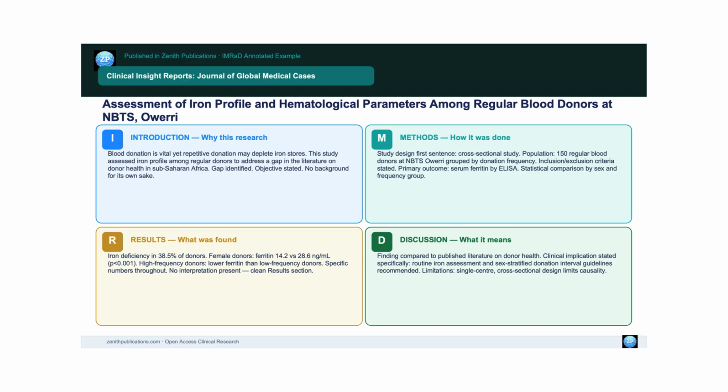The results report specific numbers throughout: iron deficiency in 38.5% of donors, ferritin levels by sex and by donation frequency, with zero interpretation. And the discussion does all 4 jobs. It compares the finding to published donor health literature, states a specific clinical implication, routine iron assessment and sex-stratified donation intervals, and acknowledges the single-center, cross-sectional design as a limitation on causality. Every section doing exactly one job. That is what a structurally sound IMRaD manuscript looks like.